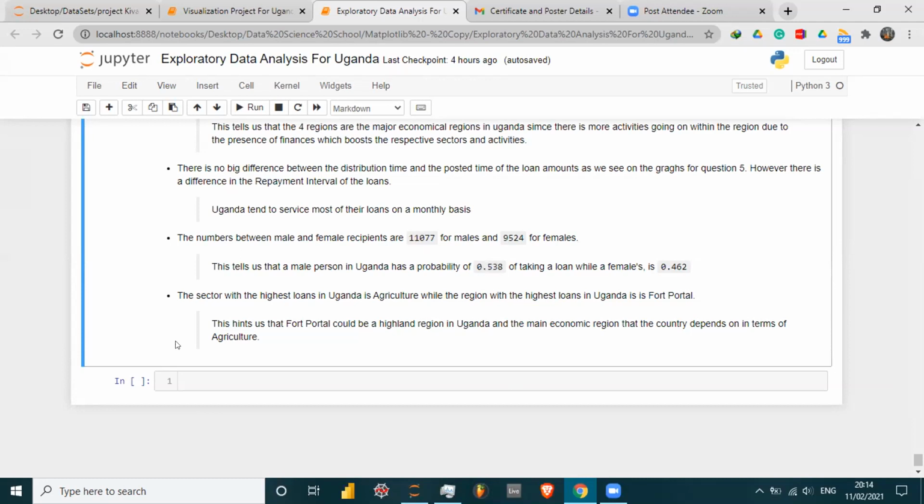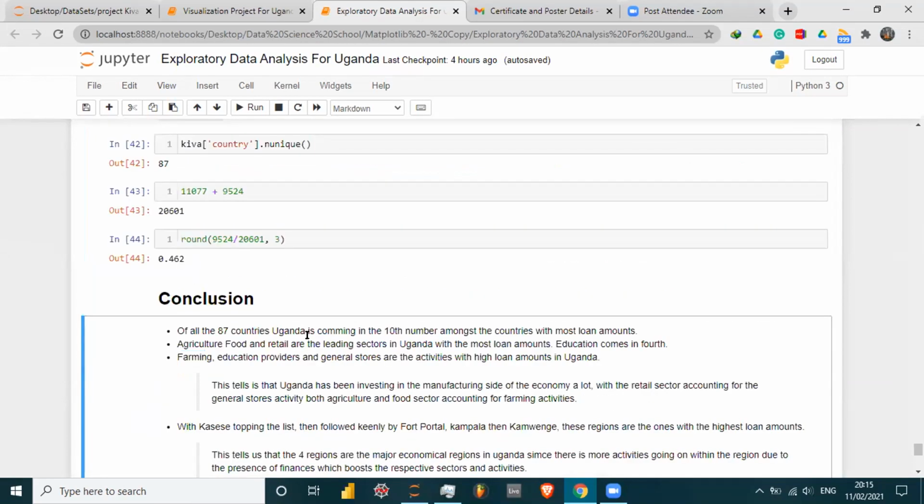Then my last point, the sector with the highest loans in Uganda is agriculture, while the region with the highest loans in Uganda is Port Portal. This hints that Port Portal could be a highland region in Uganda, and the main economic region that the country depends on in terms of agriculture. So this conclusion is based on the data that I have. I don't know if that's actually what's happening in Uganda, but this is what the data could tell me.